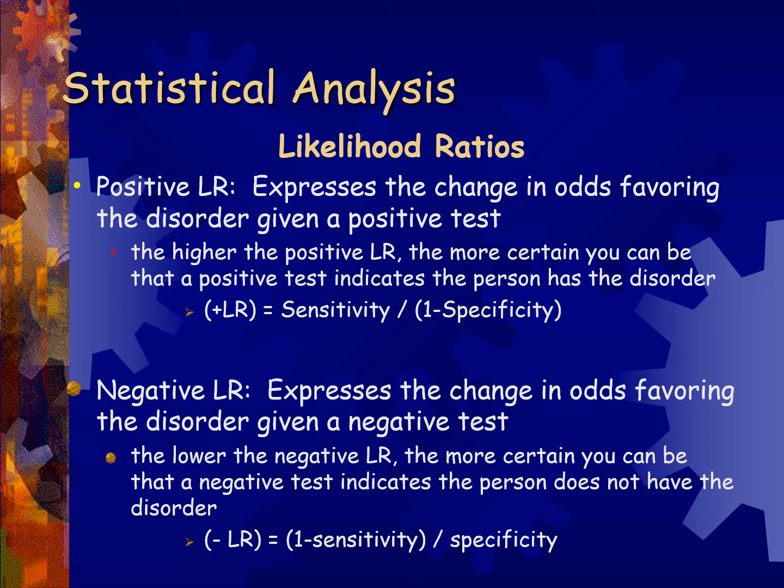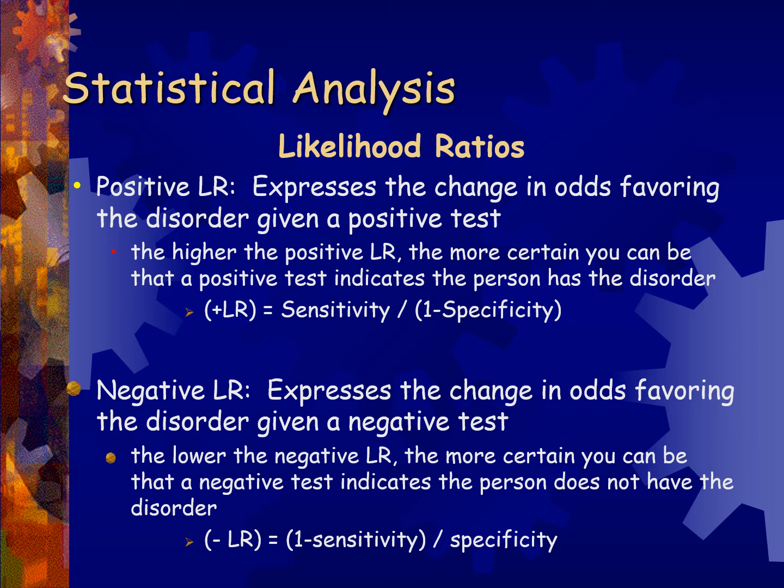A negative likelihood ratio expresses the change in odds favoring the disorder given a negative test. So the lower the negative likelihood ratio, the more certain you can be that a negative test indicates the person does not have the disorder. The formula for this is 1 minus sensitivity divided by the specificity. Again, positive and negative likelihood ratios are important because they allow you to quantify shifts in probability given a positive or negative test result.